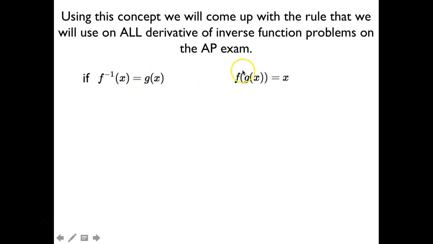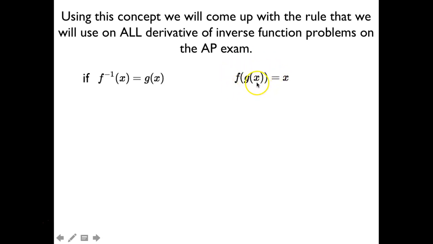Okay, I am going to say that if you plug g into f, you're going to get x. That's what we just spoke about, right? If you plug the inverse inside of f, you get x. So what I'm going to do here is take the derivative of this left-hand side.